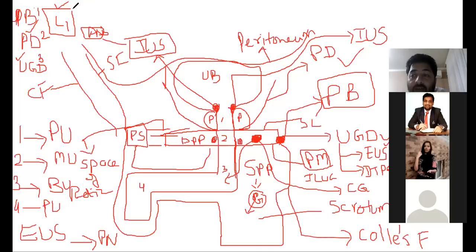The external urethral sphincter, which is present in the deep perineal pouch, which is a part of the urogenital diaphragm, is innervated by the pudendal nerve, which is the only nerve of your whole perineum region. Okay, is it clear? Yes, sir.